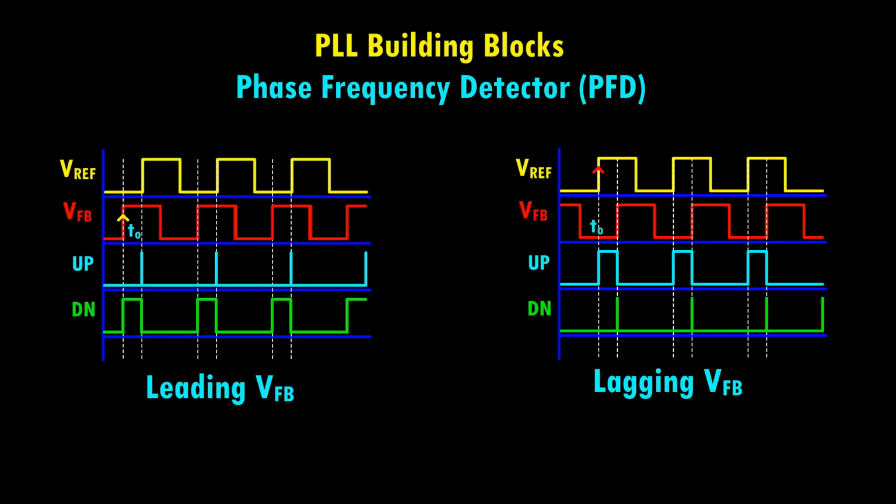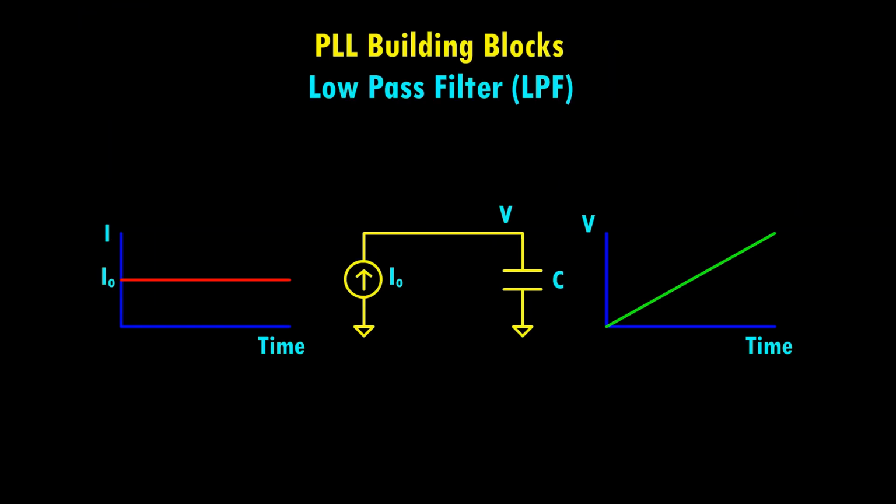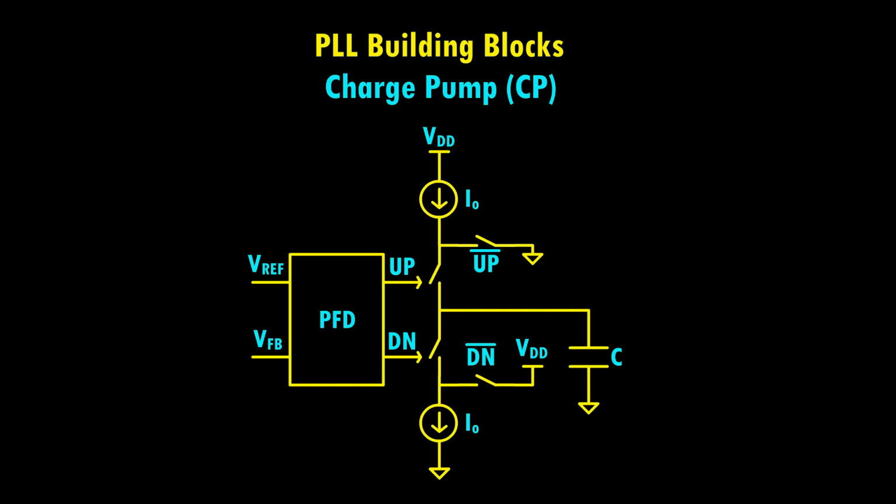The next question is, how can we generate a proportional DC voltage from these up and down signals to control the VCO appropriately? One thing is clear: this subsequent circuit must possess a low-pass transfer characteristic. We only need the average or DC value of the up and down pulses while rejecting the high-frequency switching components. To achieve this low-frequency behavior, let's recall a basic principle. If a capacitor is charged with a constant current source, its voltage increases linearly in a ramp-like fashion. We can leverage this concept to construct a capacitor-based low-pass filter circuit known as a charge pump.